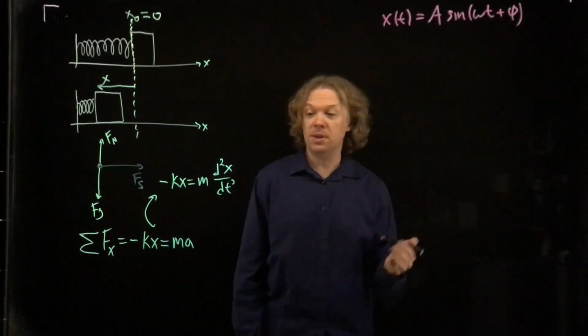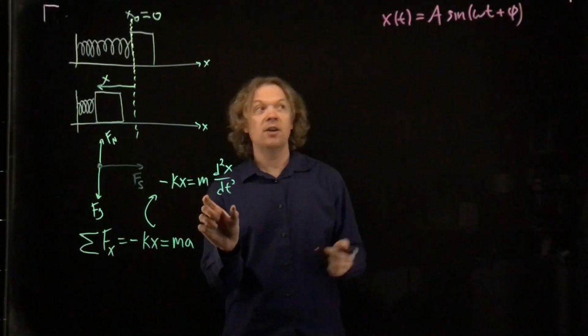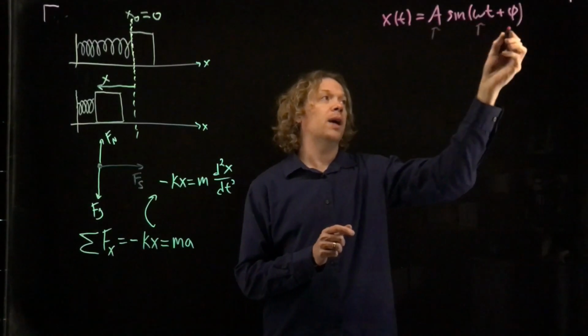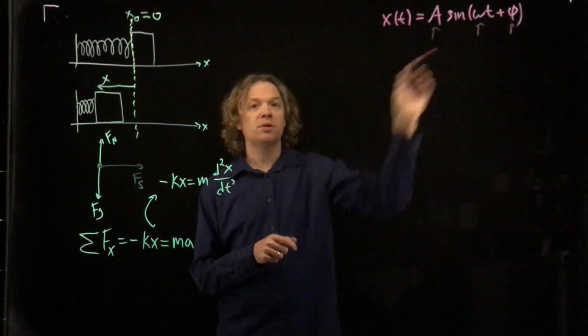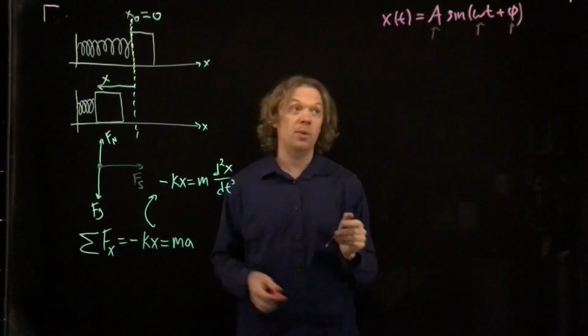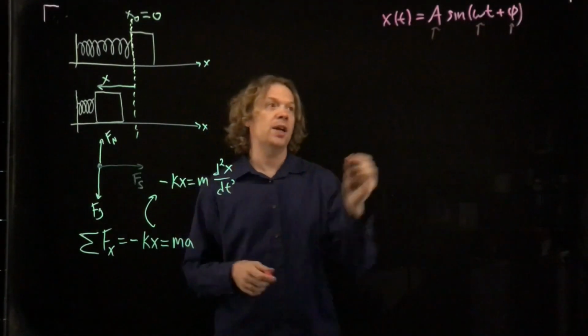So remember, a solution means I can plug it in there and pick the constants. Here I have three constants, a, omega, and phi. I can pick those three constants such that this equation satisfies our Newton's second law. So let's see how that works. Again, I'm just going to do left-hand side and right-hand side.